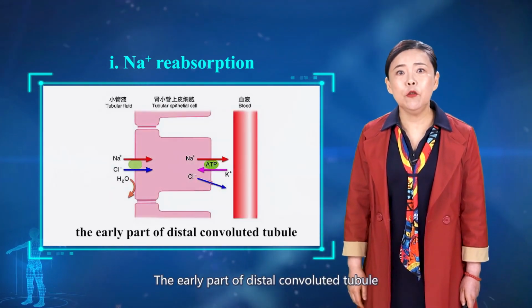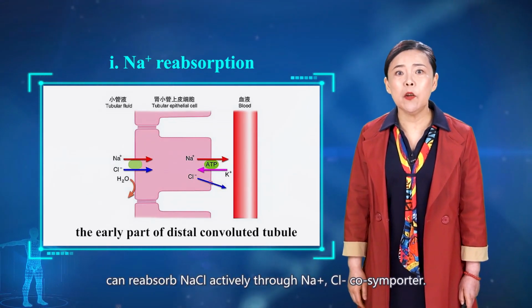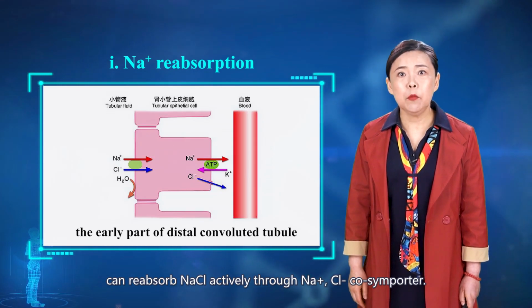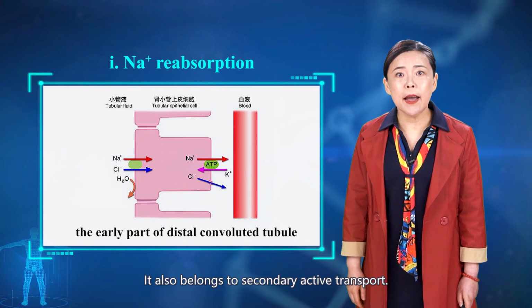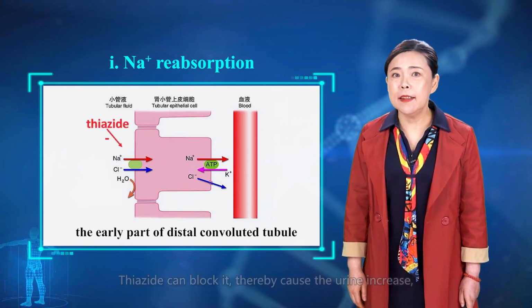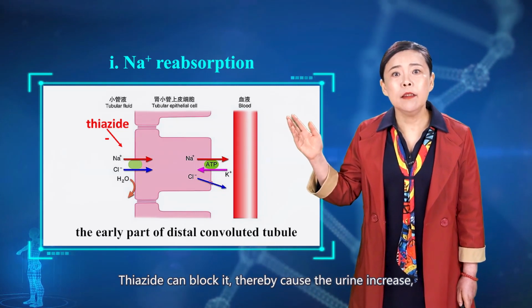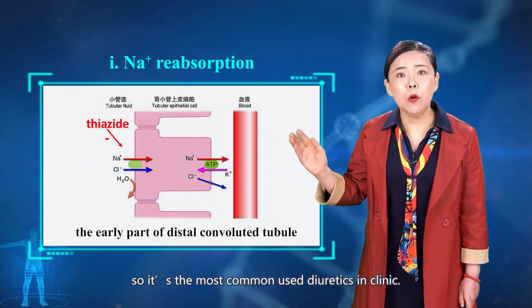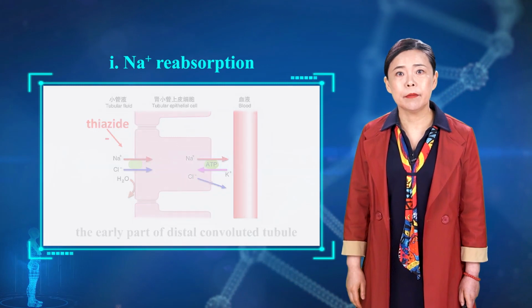The early part of the distal convoluted tubule can reabsorb sodium chloride actively through the sodium chloride co-importer. It also belongs to secondary active transport. Thiazide can block it, thereby causing urine to increase. So, it's the most commonly used diuretic in clinic.